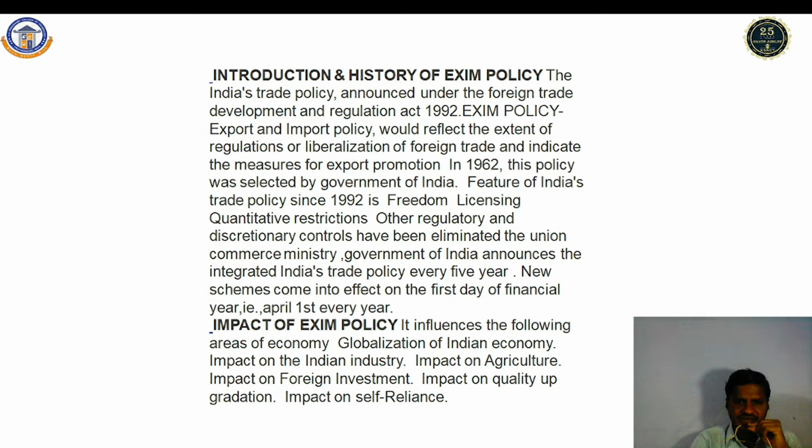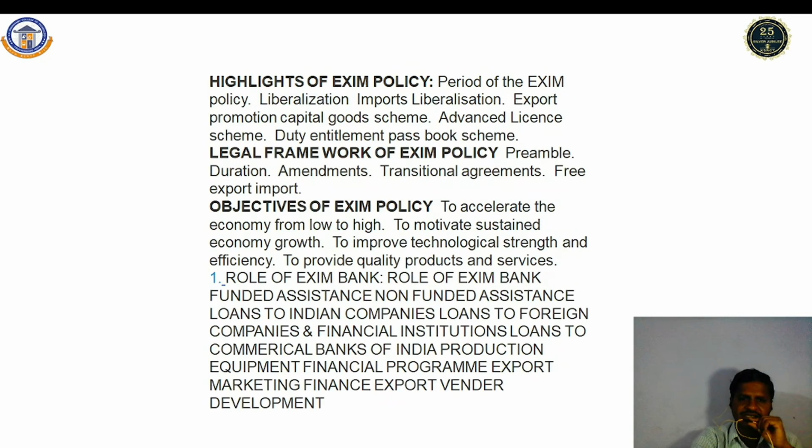The effect of the Exim policies comes with the financial year, April 1st every year, and we see it particularly in garment manufacturing and the weaving and spinning industries. The influence of this impact of Exim policies is globalization of the Indian economy, impact on Indian industries, impact on agriculture, impact of foreign investment, impact on quality upgradation, and impact of self-reliance.